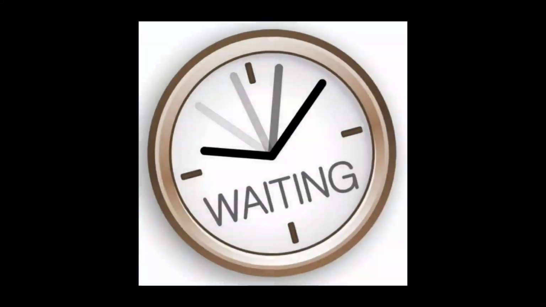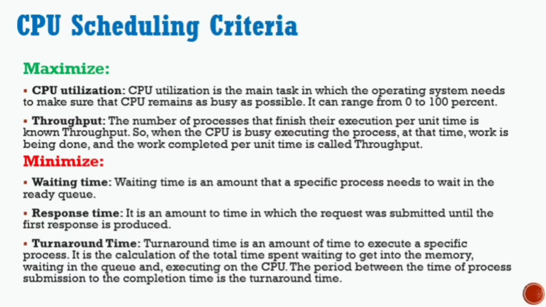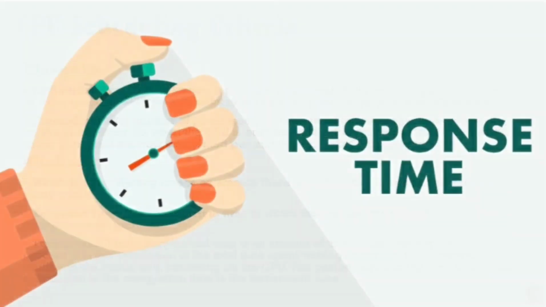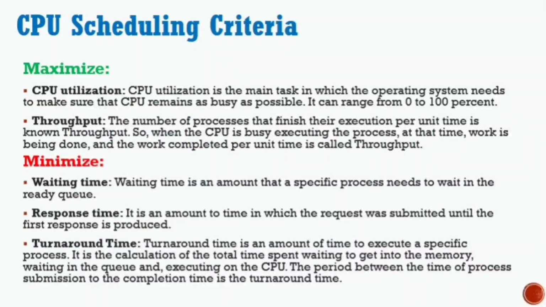Waiting time is the specific amount of time which a process needs to wait in the ready queue before the CPU takes it for execution. Response time is the amount of time from when the request is submitted to the CPU until the first response is produced. So the time between the request to the CPU and the response from the CPU is called the response time.